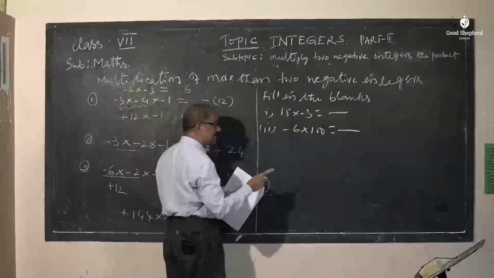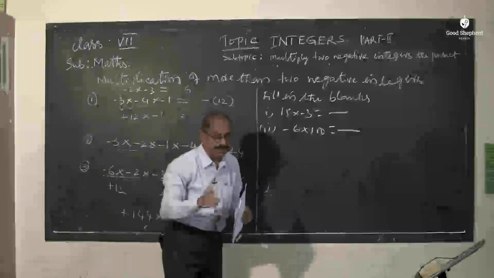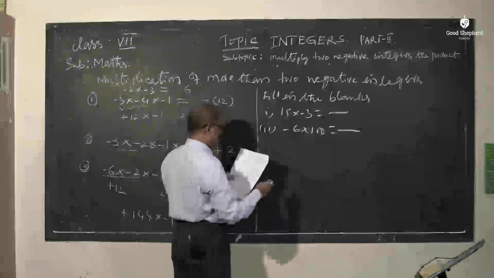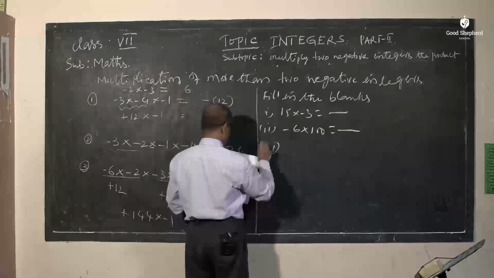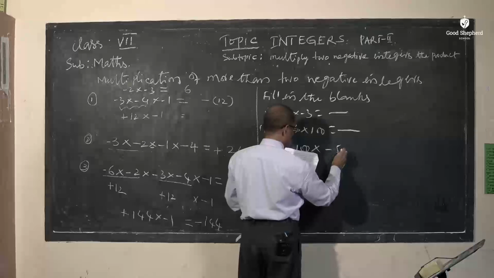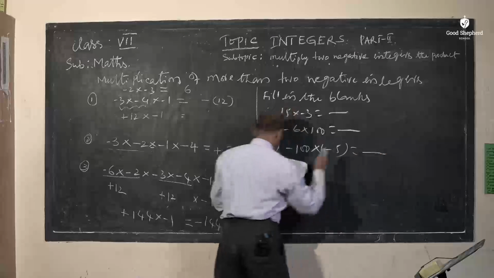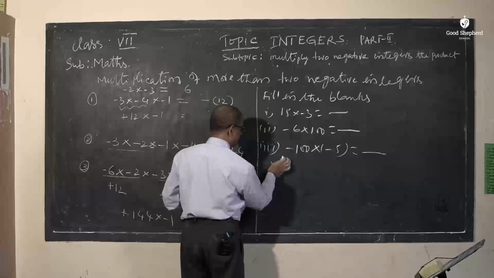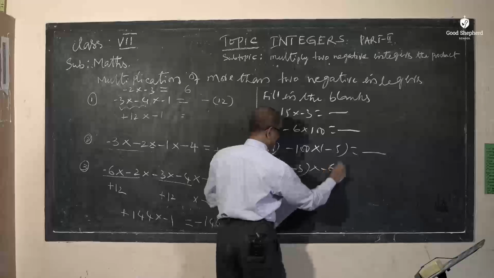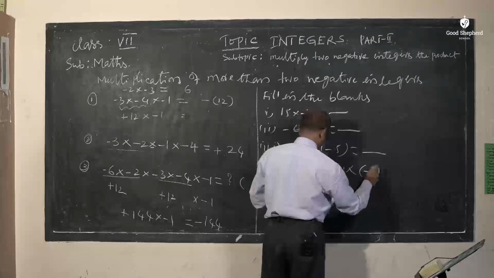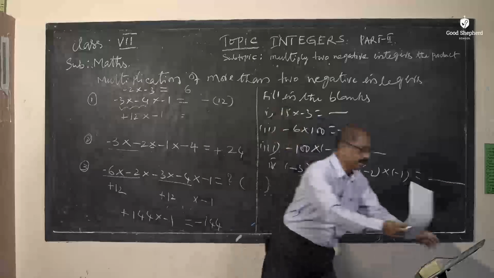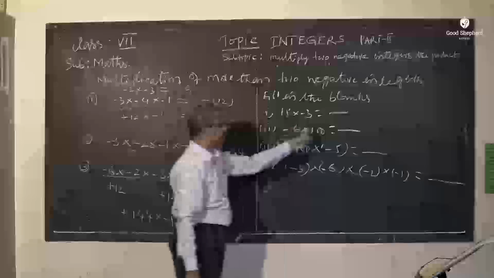What do we need? With integers, you put whether a positive integer or a negative integer, I require both of them. The next, number 3, is minus 100 into minus 5. What will you get here? Then the fourth one, very carefully: minus 3 into minus 6 into minus 2 into minus 1. What kind of sign will we get? So we will observe. I think you have done it. This question is very simple.